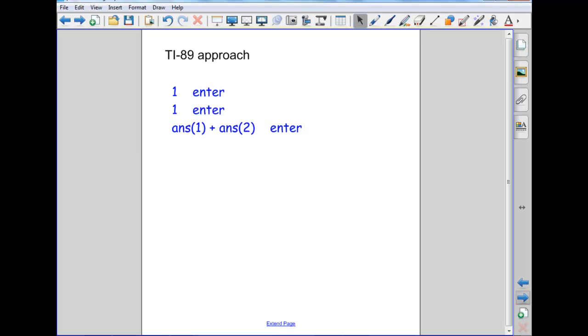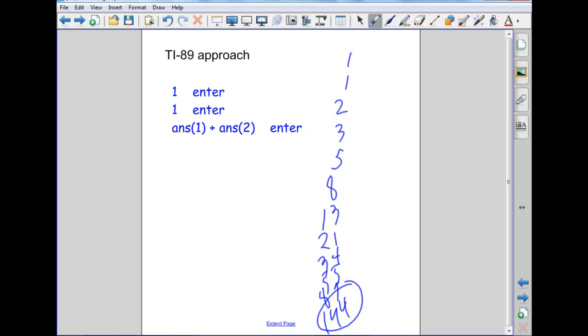What's the next number? 2. So let's see. What did you come up with then? 1, 1, 2, 3, 5, 8, 13, 21, 34, 55, 89, 144. Congratulations, you can read up here. What's so special about this number? It's nice to know that's in the Fibonacci sequence.